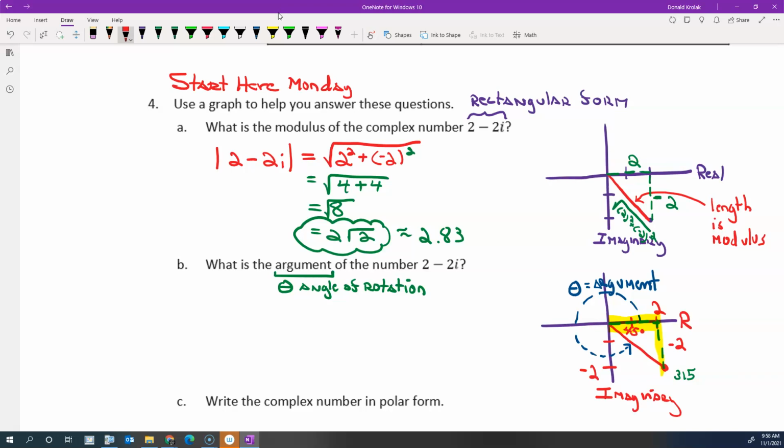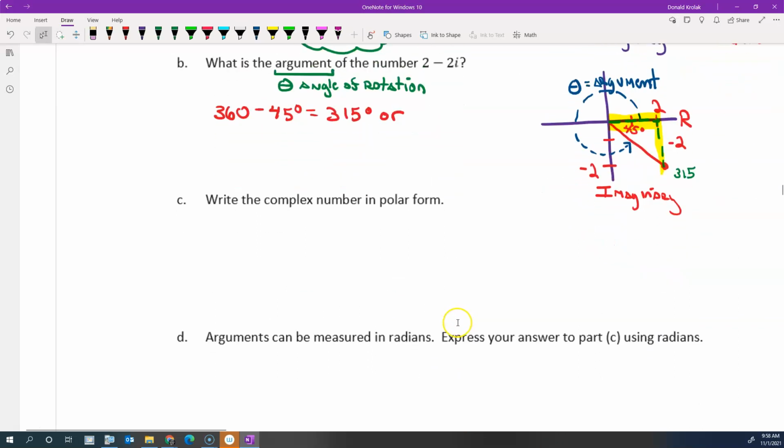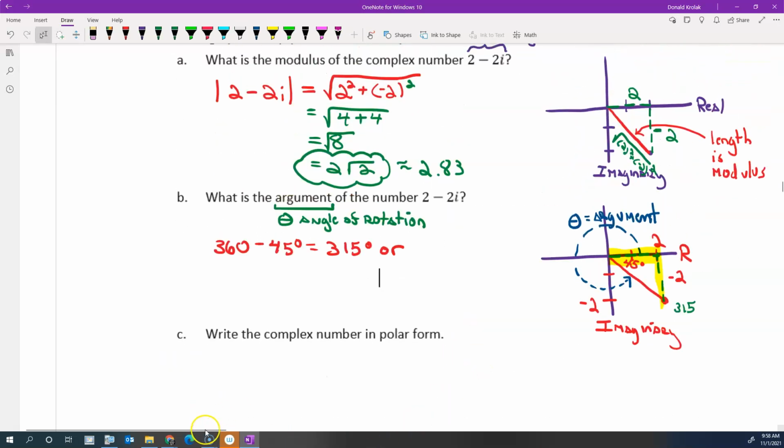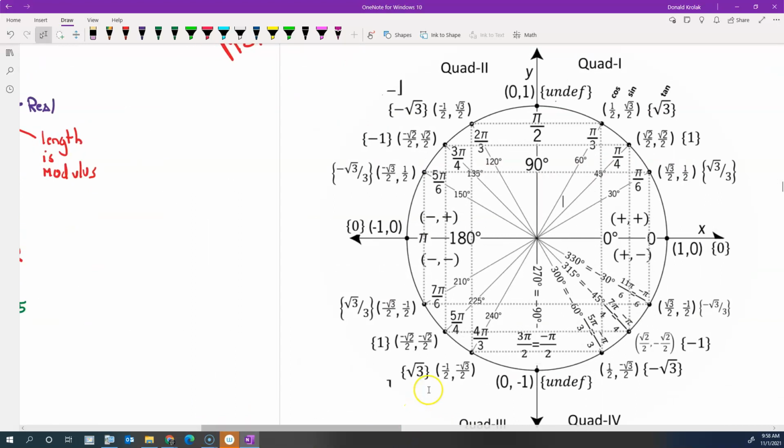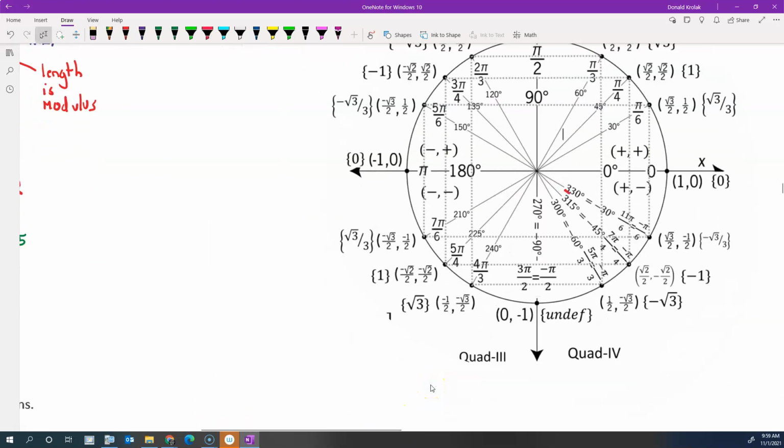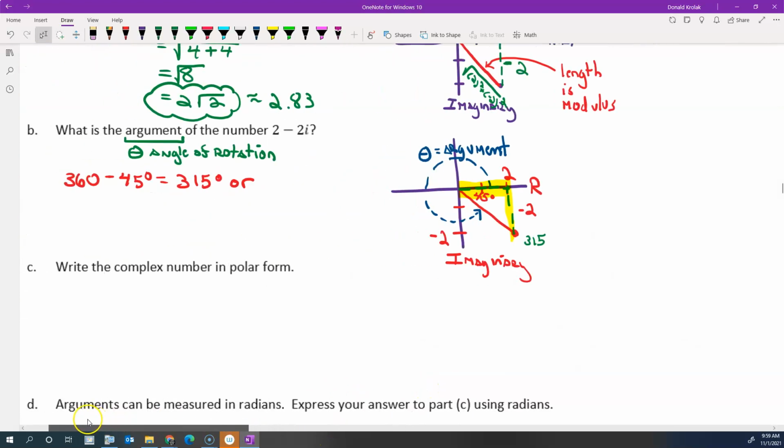So this angle of rotation then would be 360 take away 45, which is 315 degrees. Or in radians, if you look at your unit circle, that should be 7 pi over 4. 315, right here. All right, so either one is okay.